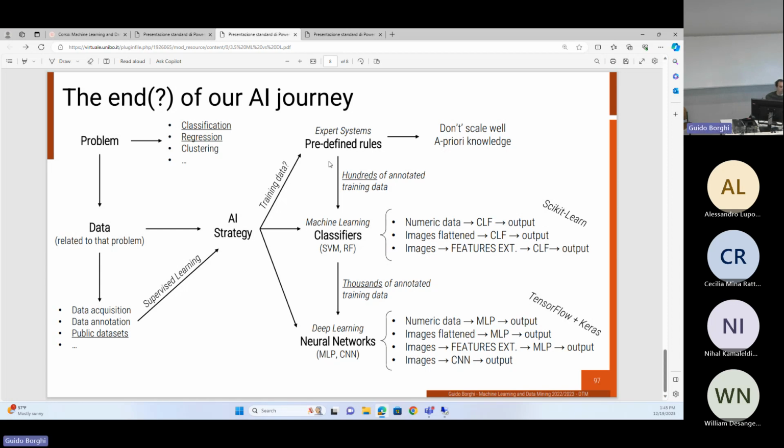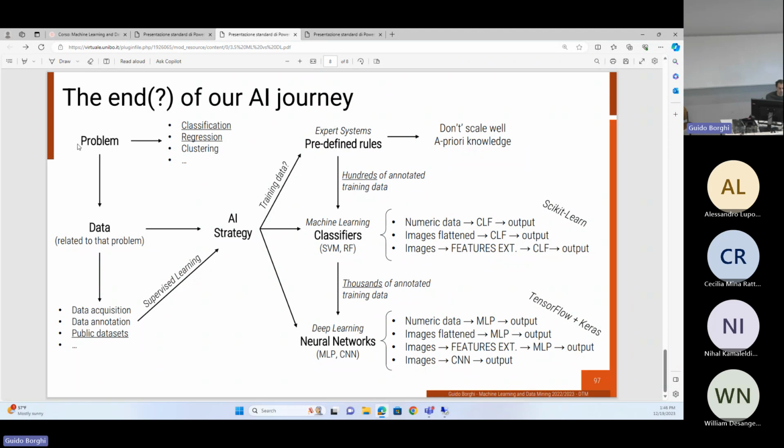Other questions or not? Okay. So this is a sort of summarization of our course. We start from problems, and we have defined many problems, for example, many tasks of AI. We have seen the classification task and the regression task. We are going to see the regression task. And then we have the clustering task that you have seen during the data mining course.